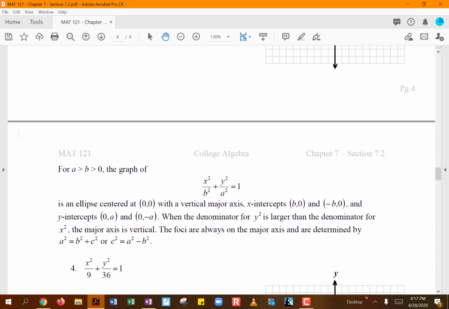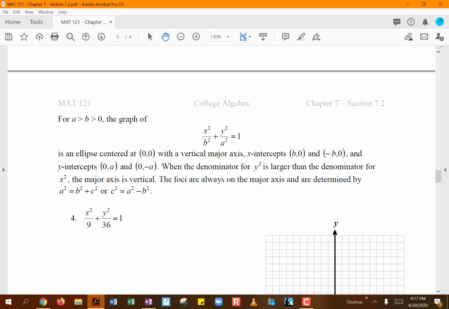Alright guys, so that was number 3. Now let's see, we wanted to graph where you have a vertical major axis. So again, a will be greater than b, b will be greater than 0, and this time your larger denominator is going to be under the y squared value. So the denominator of y squared will be larger than the denominator of x squared because our major axis is vertical. Our ellipse is still centered at 0, 0, vertical major axis.